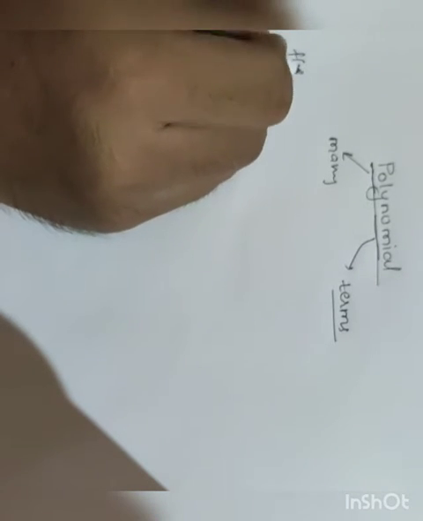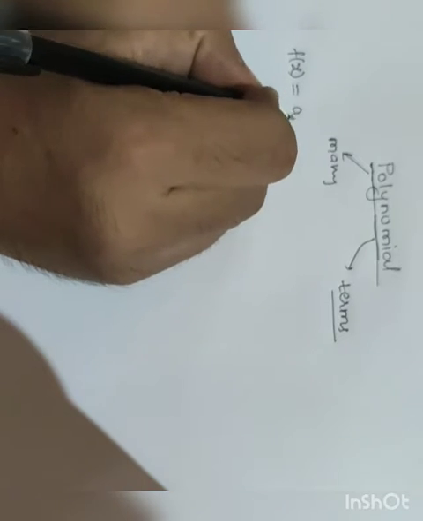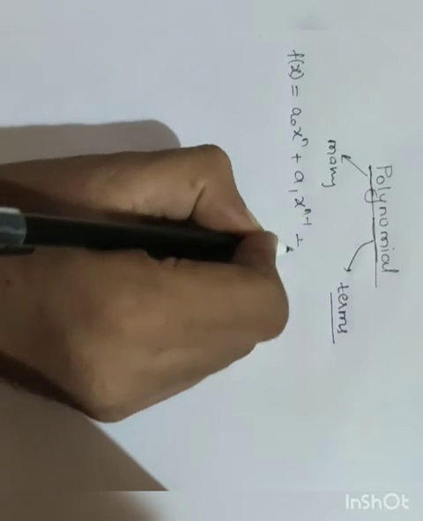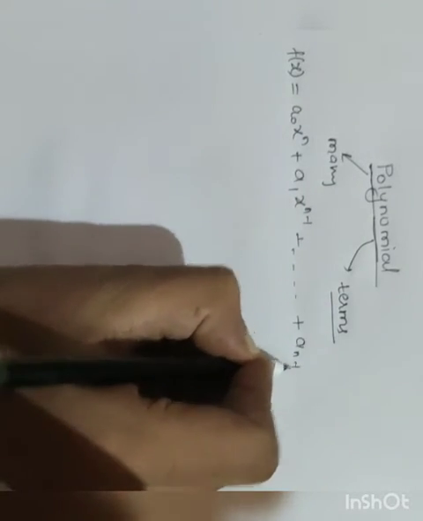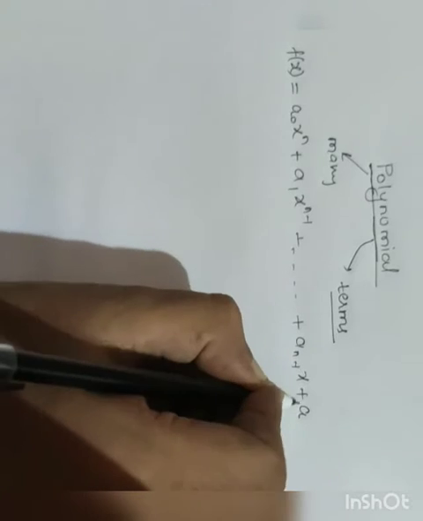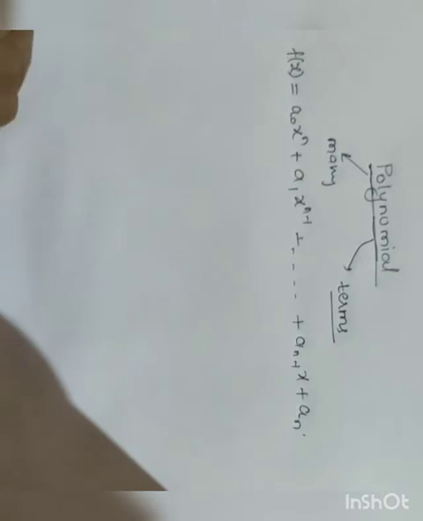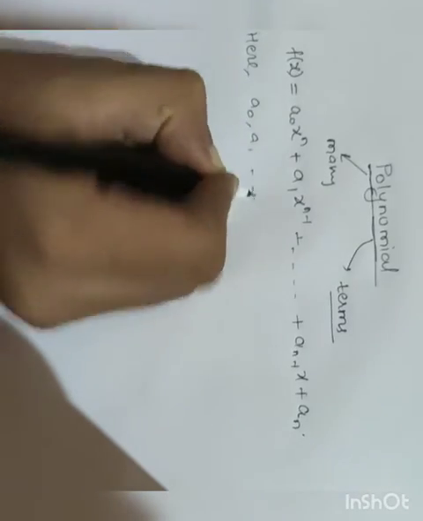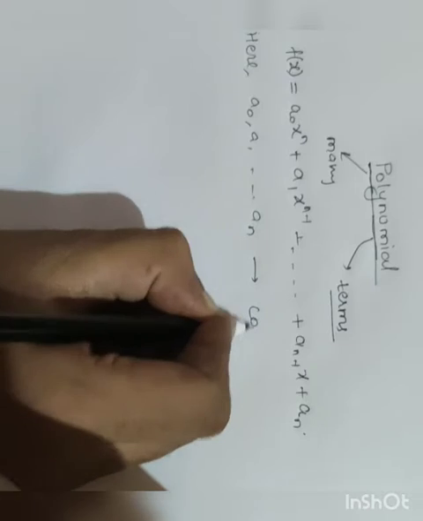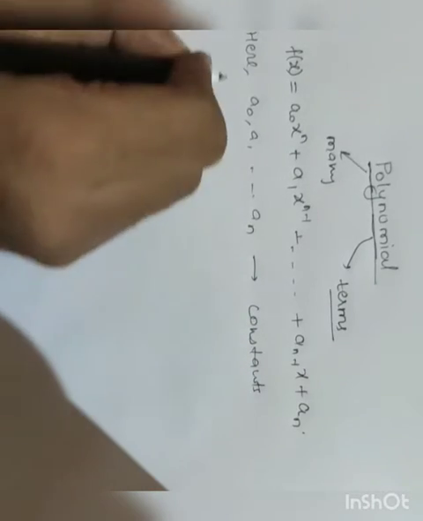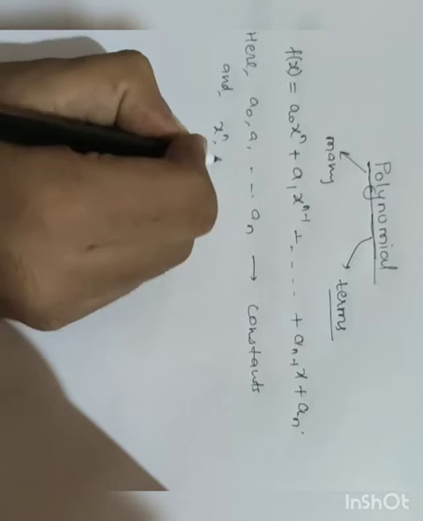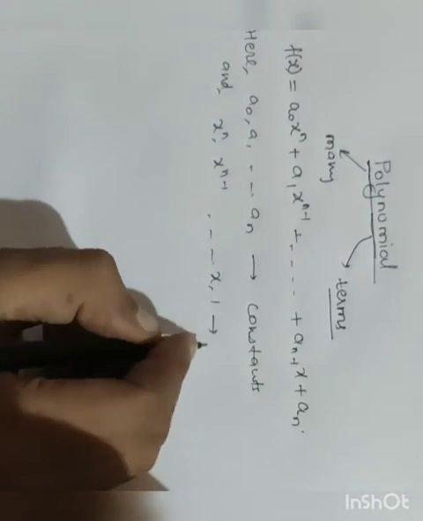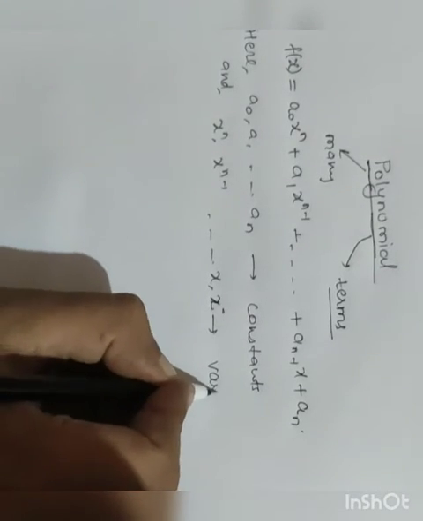Let's take an example of a general polynomial. Let's say f(x) is a polynomial, then it can be represented in the form of a0 x to the power n plus a1 x to the power n minus 1, and so on, up to a(n-1) times x plus an. Here a0, a1 up to an are constants, and x to the power n, x to the power n minus 1, up to x, are variables.